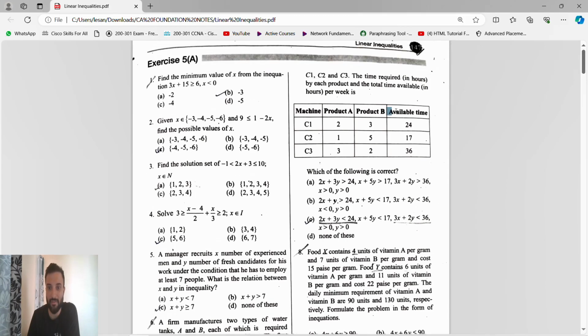So I see this. This is available time. Available time means what? Yes, less than. So this is greater than, no. See this, lesser than, lesser than, lesser than. That is the answer.